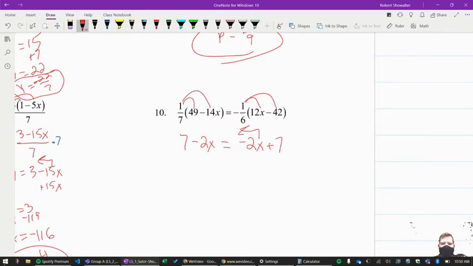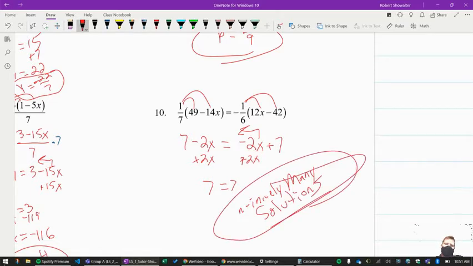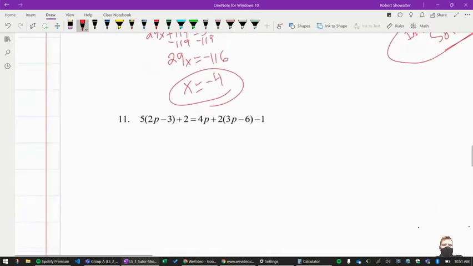All right, here we go. Move the variables to the left. Plus 2x, plus 2x. And check out what happens. We get 7 equals 7. Guess what? That is going to be infinitely many solutions. Meaning any number under the sun you can take and put in for x, and it makes a true statement. Next one. Here we go.